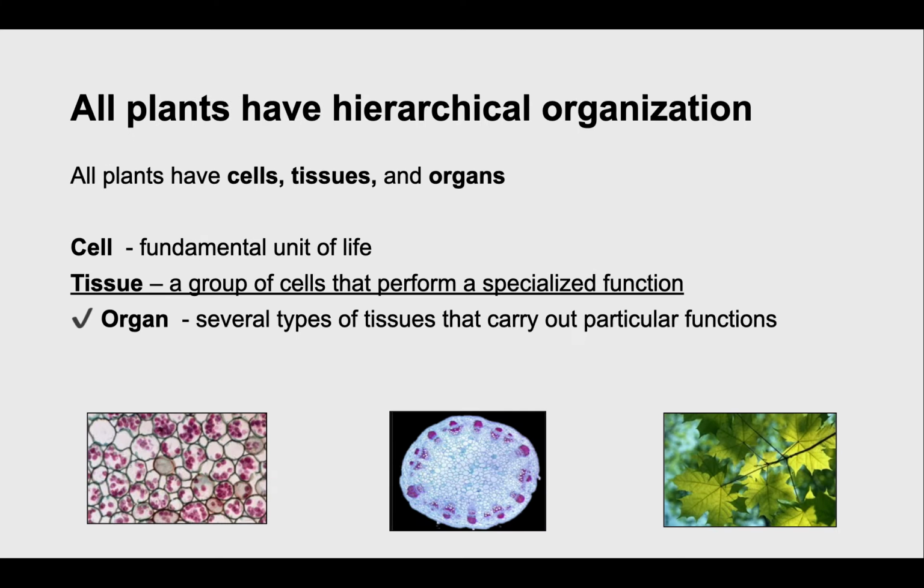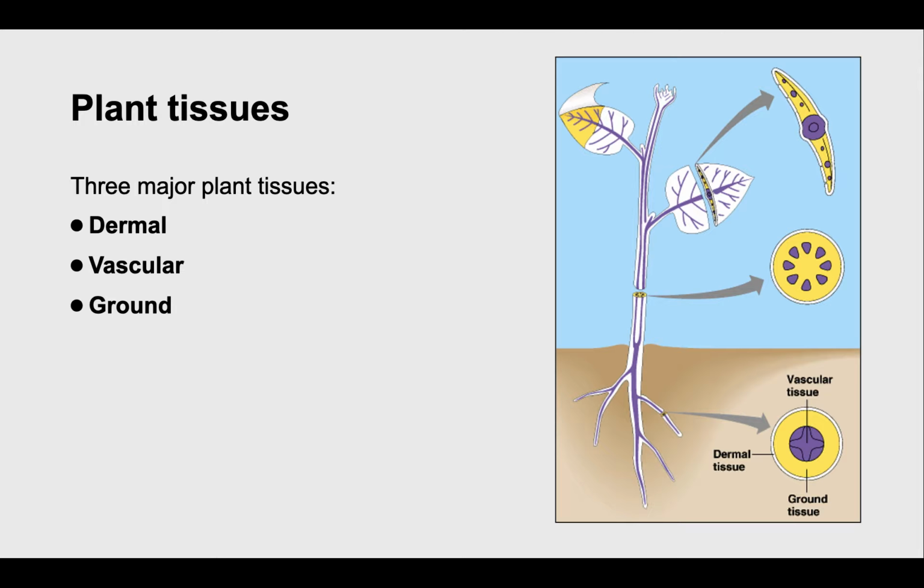So we're going to move on to tissues, and this is probably where we're going to move into some territory with some terms you might not have heard before. We're talking about tissues. We're talking about groups of cells that together perform some sort of specialized function. In plant tissues, we have three major plant tissue types. Those are dermal, vascular, and ground tissues. We're going to go over these and define them a little bit more clearly here.